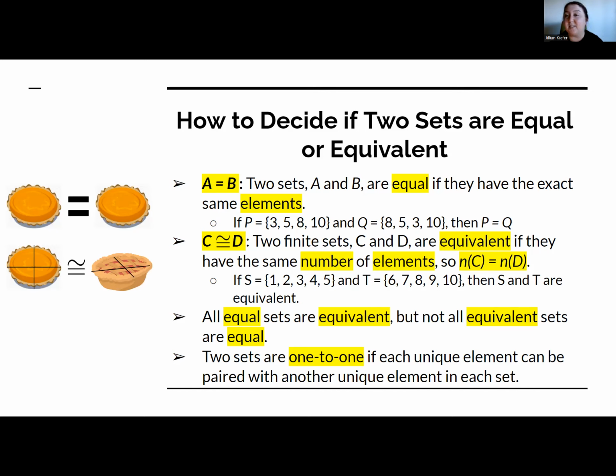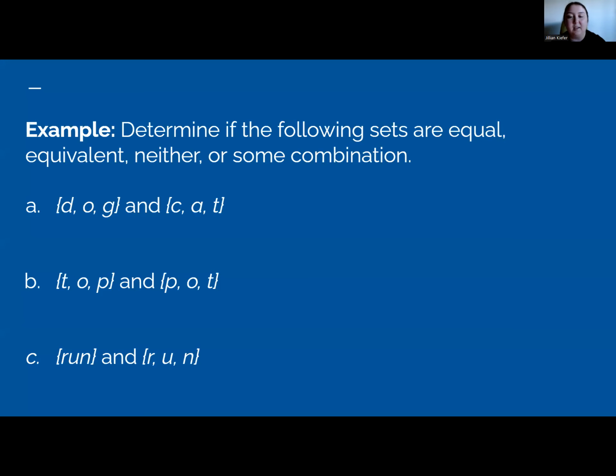So, all right, that's the difference between equal and equivalent when it comes to sets. We're going to try a couple out. We have an example: determine if the following sets are equal, equivalent, neither, or a combination of these things. Basically, equal and equivalent. First we have A. We have the set of D, O, G, and the set of C, A, T. Cat and dog. But remember, the words aren't actually in the set. So we have DOG and CAT.